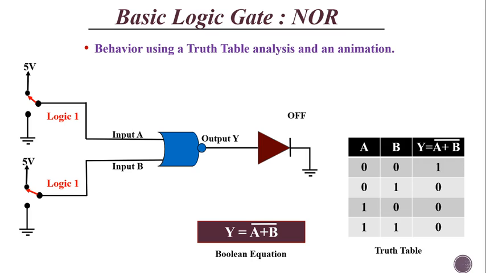And when we connect both these inputs to logic 1, again the output of this NOR gate is 0, so the LED is off. So this is the operation of a NOR gate, that is the inverse of an OR. Now let's move towards the derived logic gates, that is XOR and XNOR.